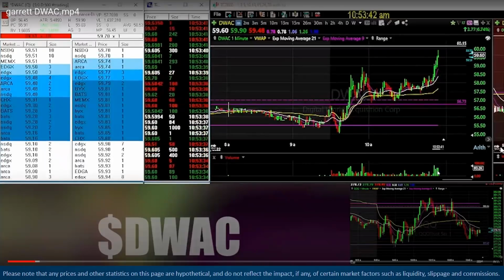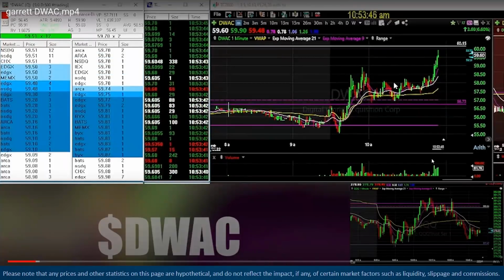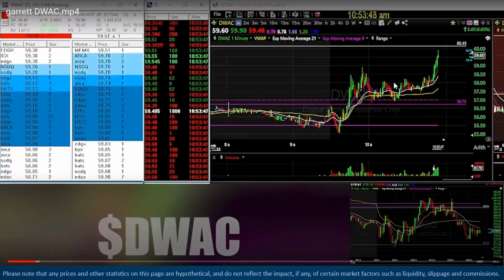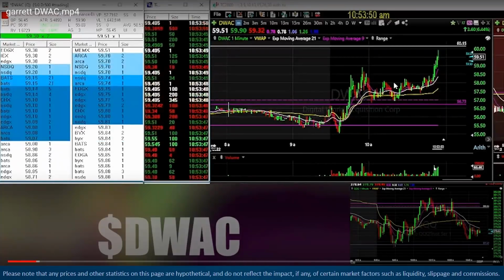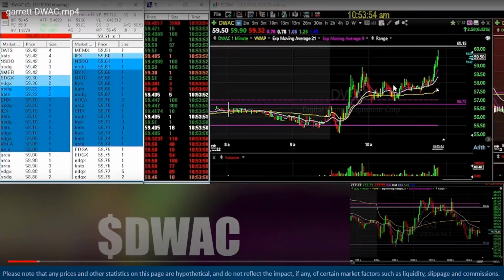I skipped a little ahead here, and we're getting some consistent higher volume bars. So as far as the intraday is concerned, this is considerable volume. It's worth a try at this point.